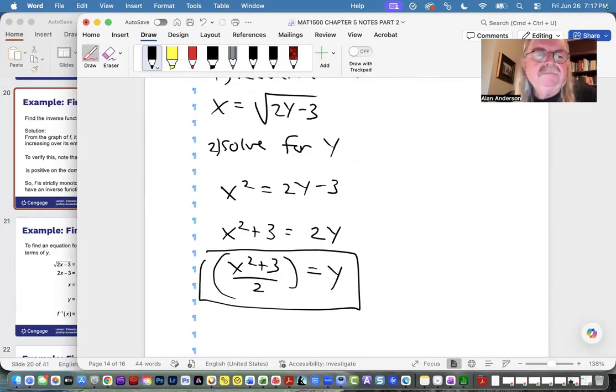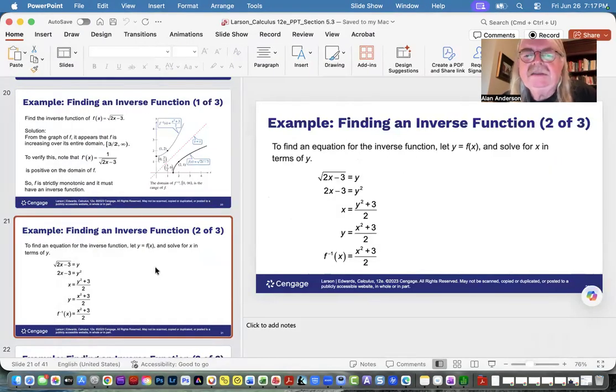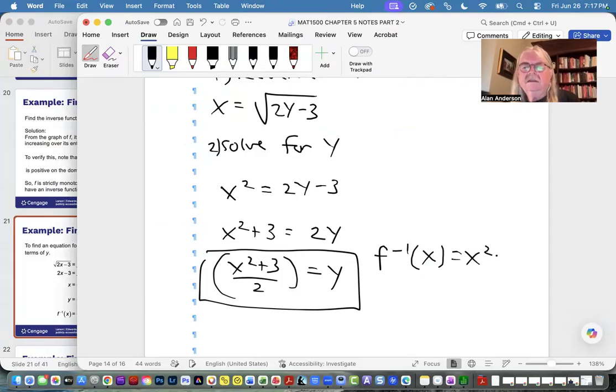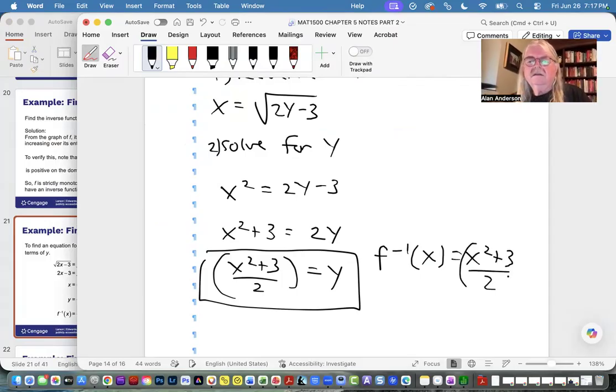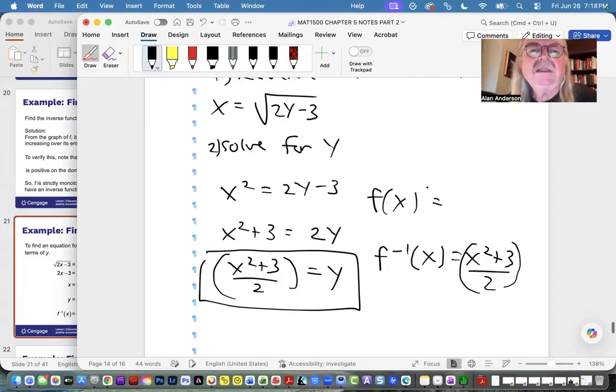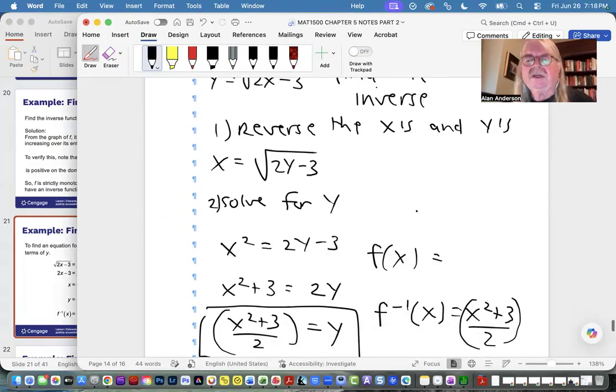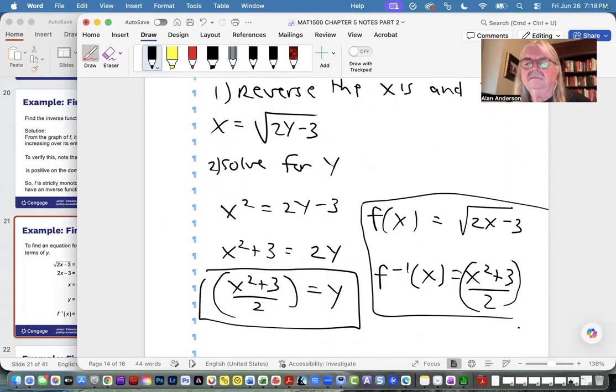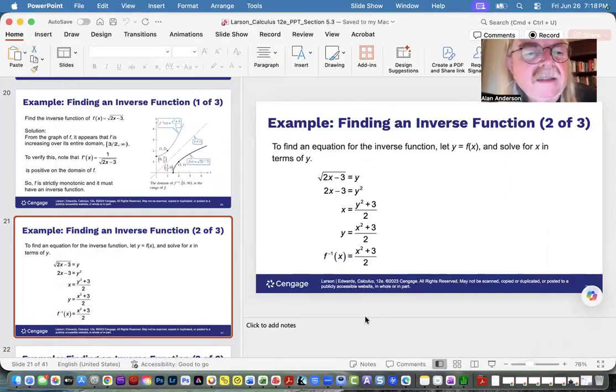All right. So, and then this is what they got to. This, yeah, and you could write it like this. And remember, the original function was 2x minus 3, radical 2x minus 3. All right.